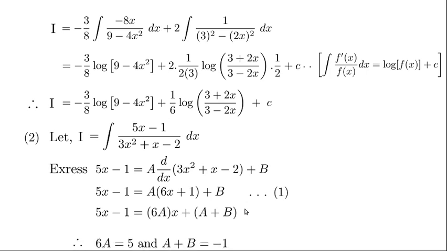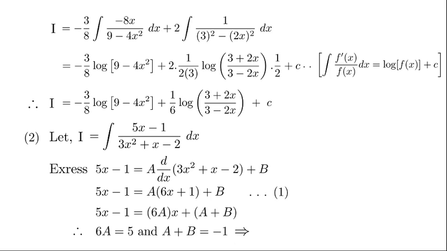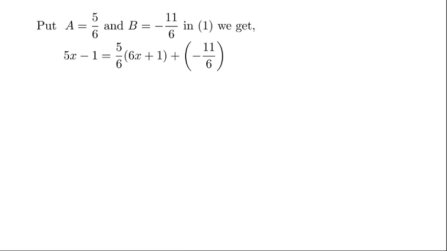And now we compare the coefficients. On comparison we find 6a equal to 5 and a plus b equal to minus 1. So that gives you a as 5 by 6 and b equal to minus 11 by 6. Now substitute these two values in equation 1. So we get the numerator part, that is 5x minus 1, as 5 by 6 times (6x plus 1) plus b, whose value is minus 11 by 6.